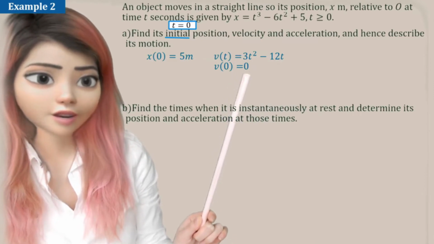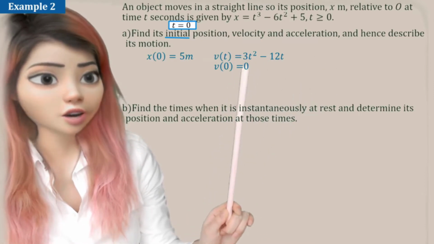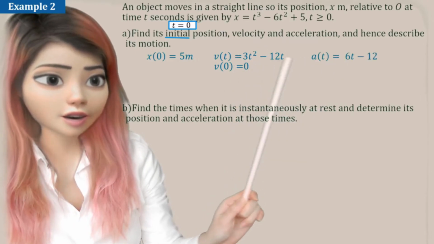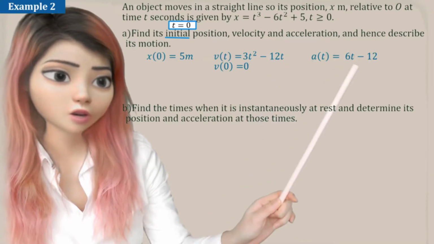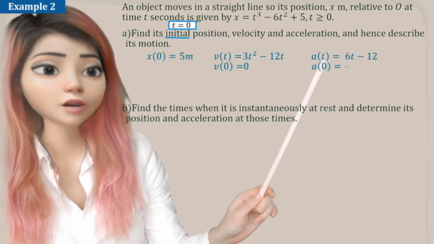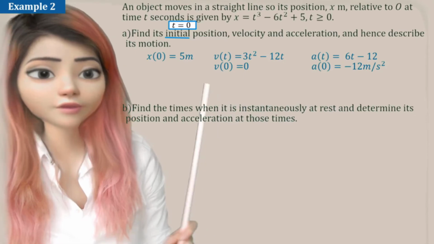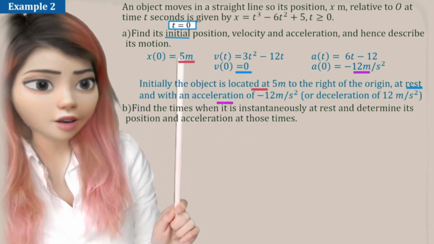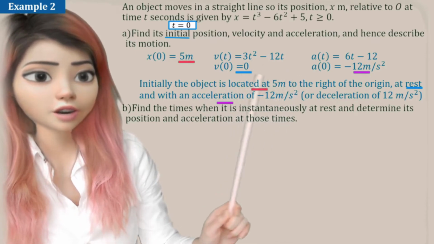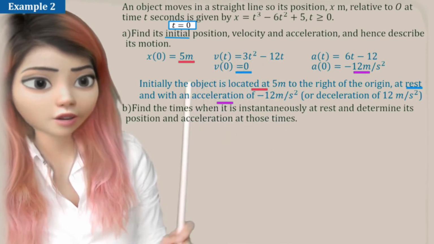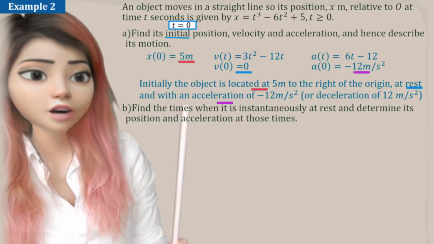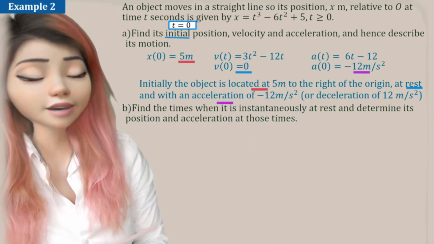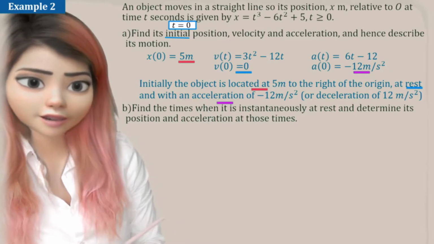Acceleration is the differentiation of the velocity. So we have 3t squared becomes 6t, and then minus 12t just becomes minus 12. And when t is 0, we have minus 12. So we can describe this as: initially the object is located 5 meters to the right of the origin, and it is at rest because the velocity is 0, with an acceleration of minus 12 meters per second squared. Or you can say a deceleration of 12 meters per second squared.